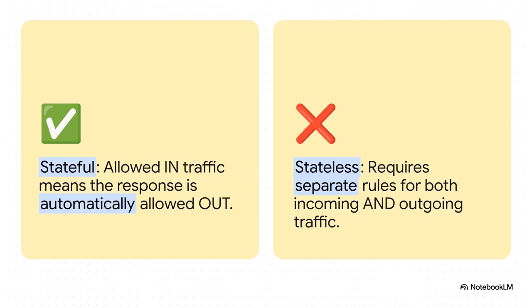Now, one of the most powerful and helpful features of security groups is that they're stateful. What does that mean? It means they're smart. If you create a rule to allow some traffic in, the security group automatically knows to allow the response to go back out. You don't have to write a second rule. This is a huge deal compared to stateless firewalls, where you have to manually define rules for traffic going in both directions. It makes things so much simpler.